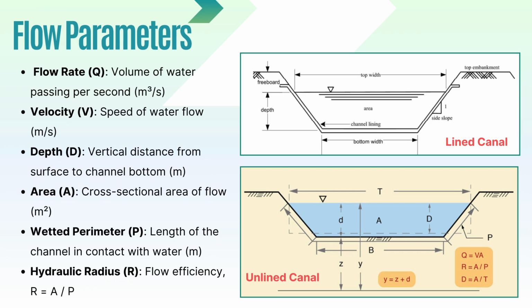And finally, hydraulic radius, or R. This is a measure of how efficiently water flows through the channel. It's calculated by dividing the area by the wetted perimeter. So, R equals A divided by P. A higher hydraulic radius means less friction, which results in smoother and faster flow.